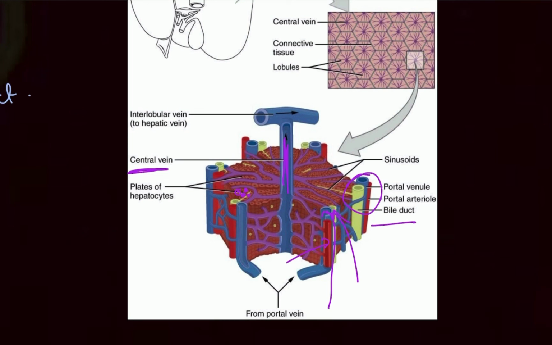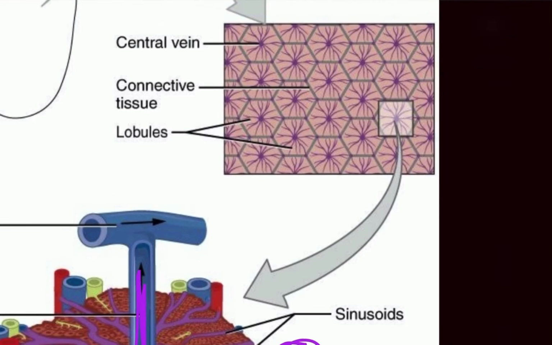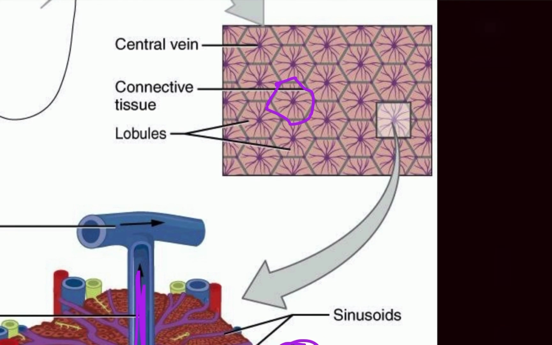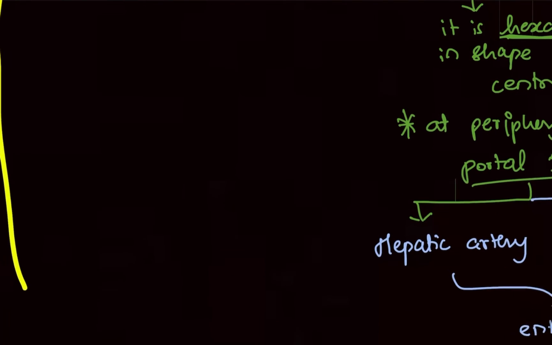This is the portal triad. From here, everything will pass on to the central vein. From the central vein, it will be taken up by hepatic vein, which will then further drain into inferior vena cava. Okay, so this is how many lobules are present hexagonally. On the periphery you will have this portal triad, and in between you will have the central vein. So I hope this micro anatomy of the liver is clear.